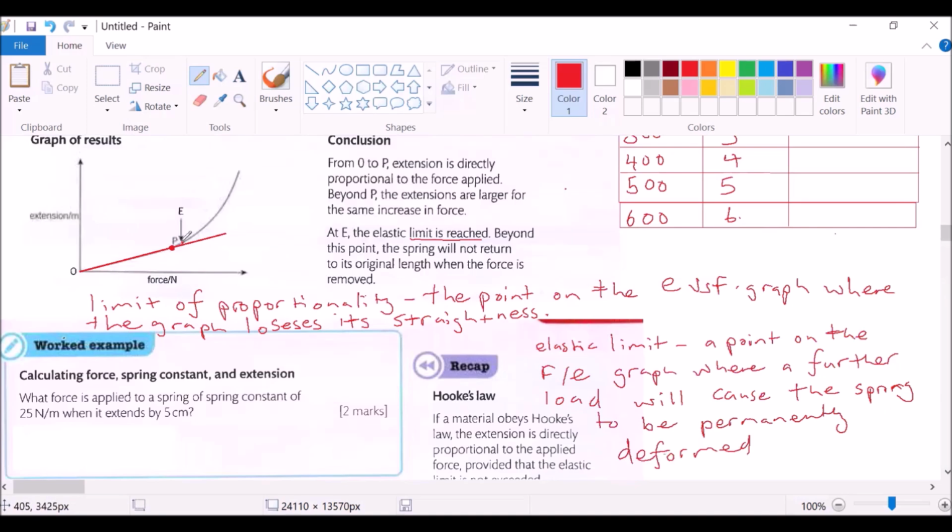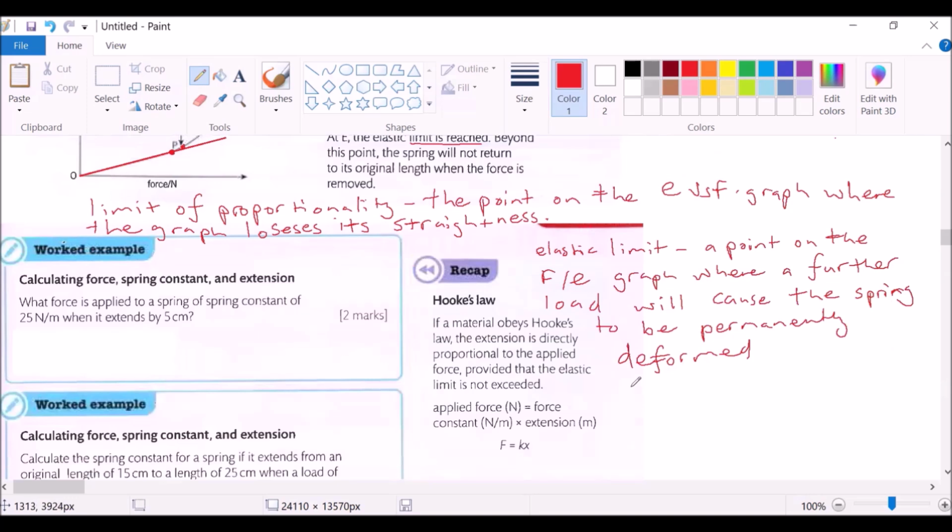This means above the elastic limit, the spring will not return to its original shape once the force is removed. It will be permanently deformed or permanently damaged. The spring will not recoil to its original shape. When this happens, we say the material has undergone plastic deformation. It is no longer elastic.